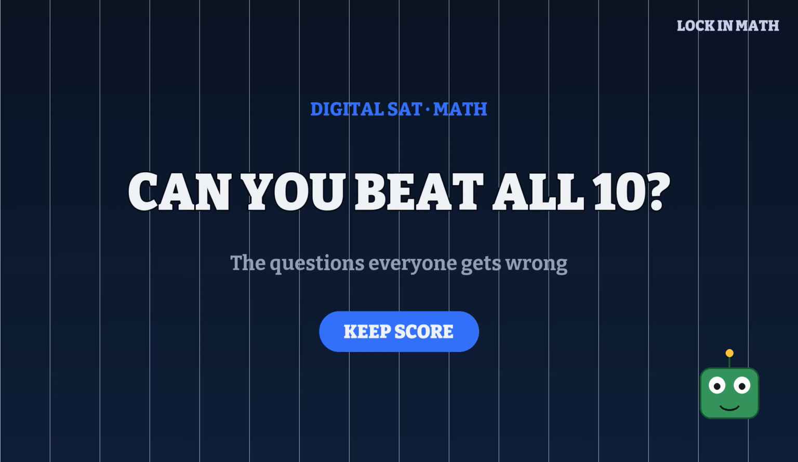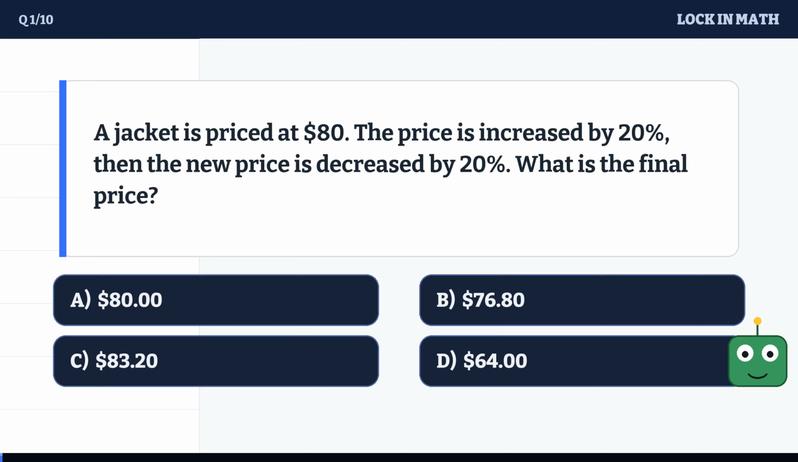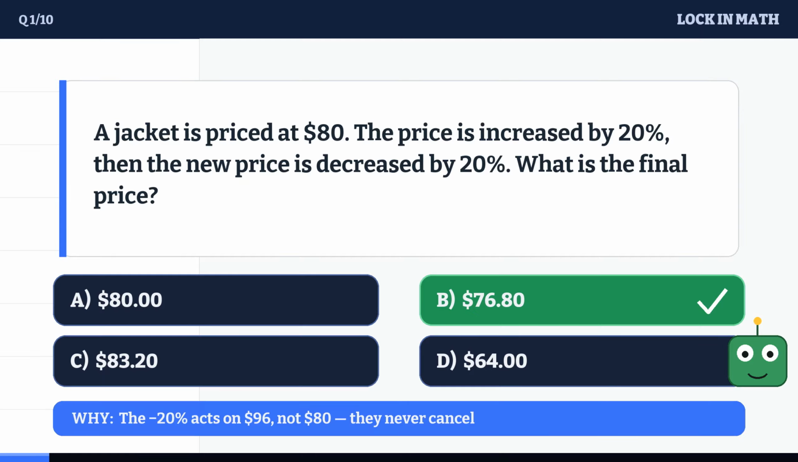Lock in question 1. A jacket costs $80. The price goes up 20%, then the new price drops 20%. What's the final price? It's $76.80. Up 20% gives 96, but the discount comes off 96, not 80. Percent changes never cancel. The second one acts on a new base.